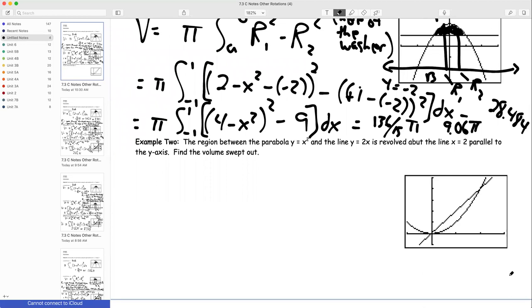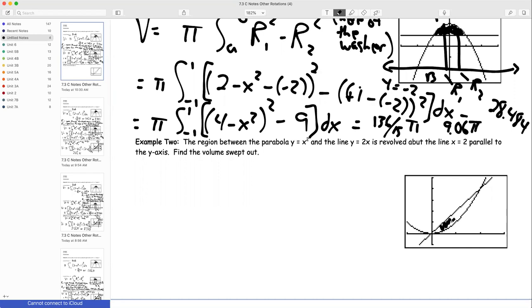The region between the parabola y is equal to x squared and the line y is equal to 2x is revolved about the line x is equal to 2 parallel to the y-axis. Find the volume swept out. Okay. Once you get the hang of these, I don't think these are too bad, but it is really important, I think, that you set them up correctly and label them correctly so that you will not get confused.